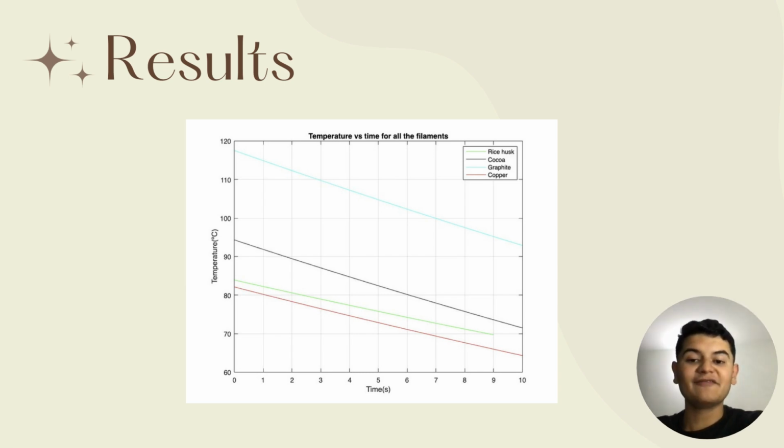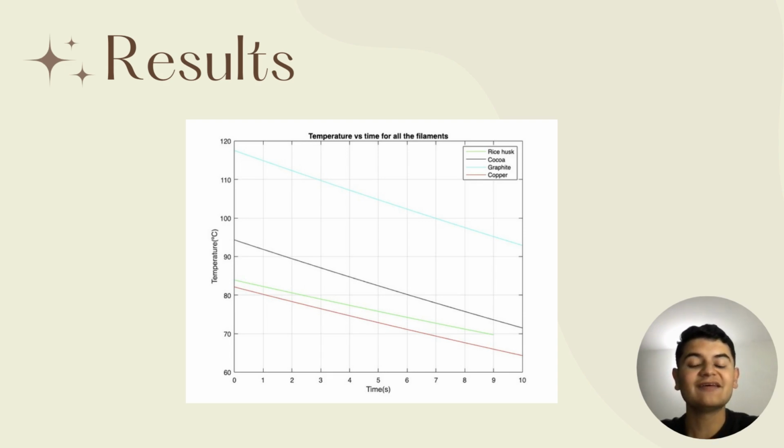Well, this graph shows the trend of the temperature throughout the passing of time. We can see that the filament that had the highest temperature at time zero was the graphite and PLA, and the one with the lowest temperature was the copper.